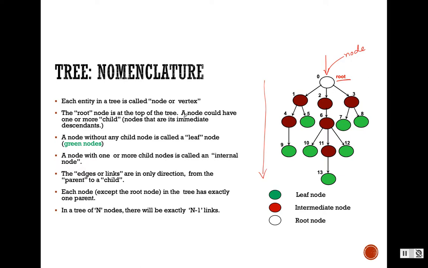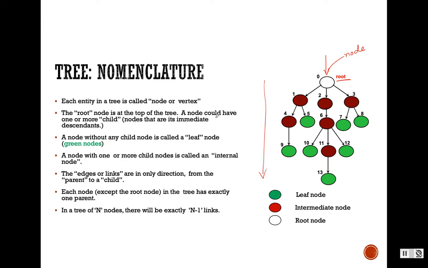Now a node can have one or more children. Child means the nodes that are its immediate descendants. So for example, here you can see that this node has the id 0, and it has the immediate descendants 1, 2 and 3. So they are known as the child nodes of the root node. The node identified with 0 has 3 children: 1, 2 and 3.